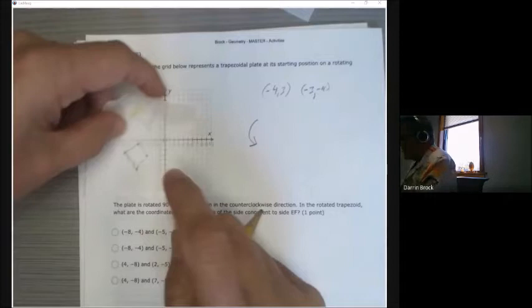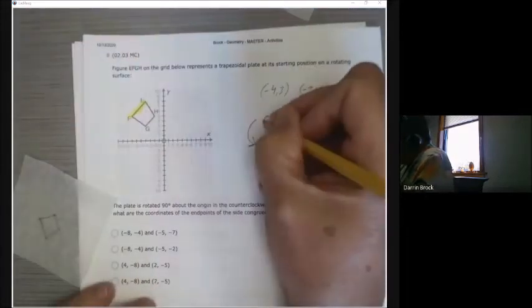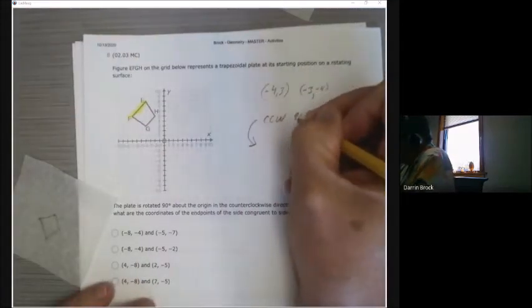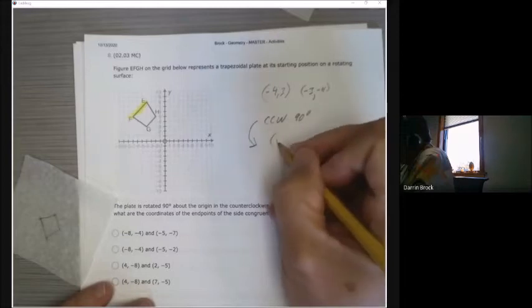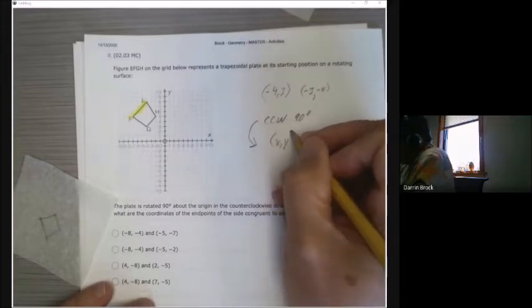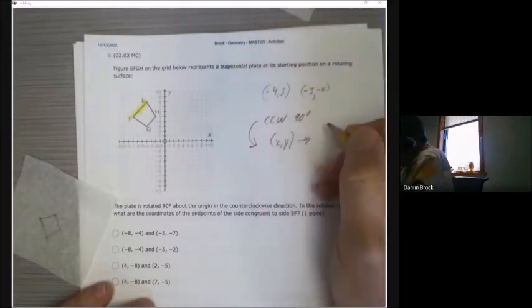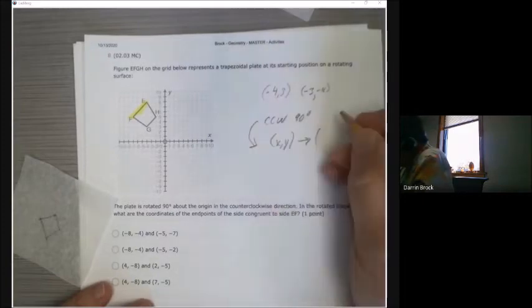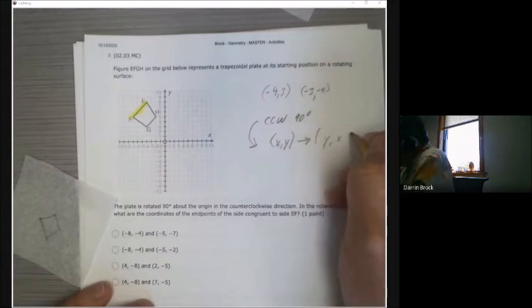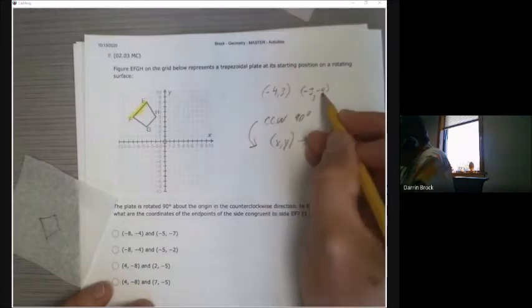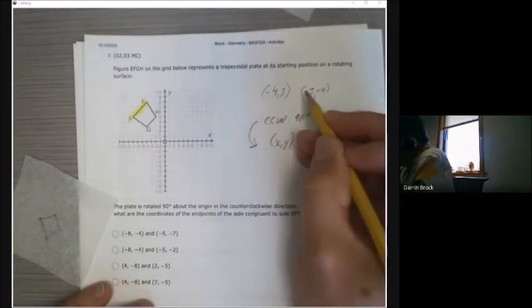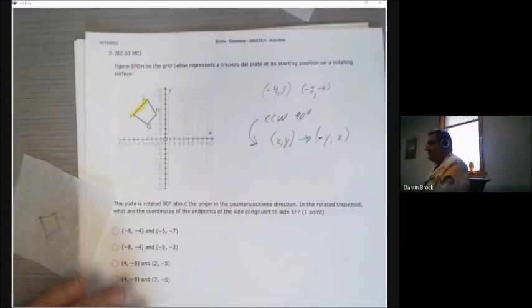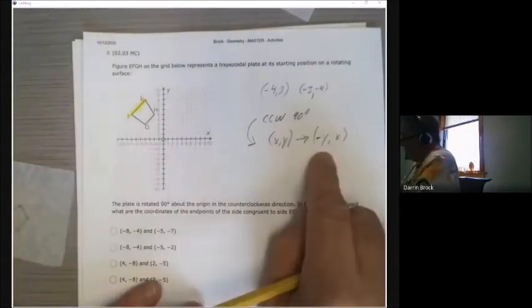Because our rule, counterclockwise, 90 degrees, our rule is for x, y, what will happen is they will trade places, 4, 3, 3, 4. So it'll be y, x, but this was -4, that's -4, this is 3, it's -3. The y changes signs. So that's the rule for counterclockwise 90 degrees.